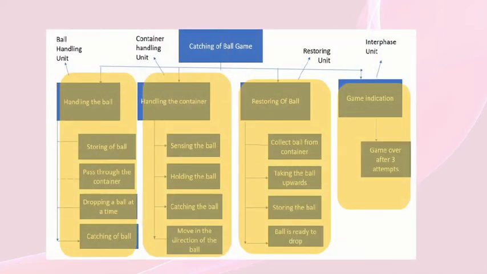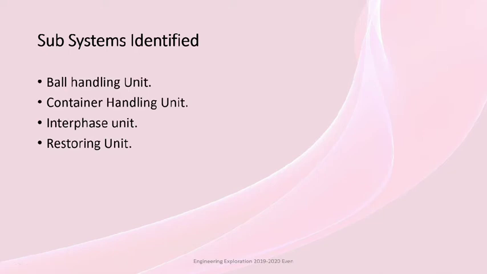We have a look at the functional clustering. The first subfunction is clustered as ball handling unit and the second subfunction is clustered as container handling unit and the third subsystem is clustered as restoring unit and the fourth subsystem is clustered as interface unit. These are the subsystems identified: ball handling unit, container handling unit, interface unit and restoring unit.